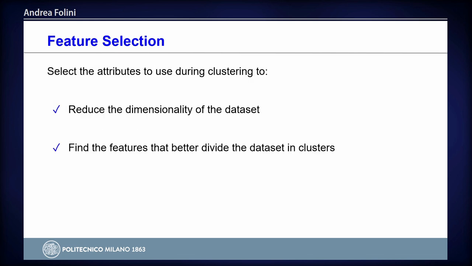Another closely related topic to clustering is feature selection, which is the process of selecting the attributes that we want to use during the analysis. This is important both to reduce the total dimensionality of the dataset and so achieve better execution time and performance, and also to use during the analysis only those attributes that better separate the data points.